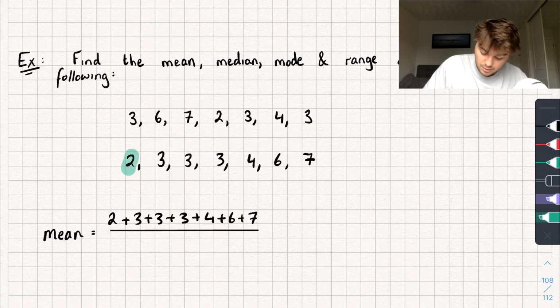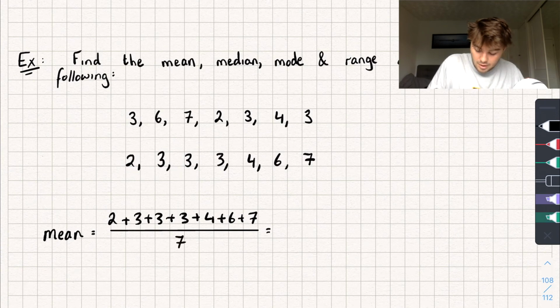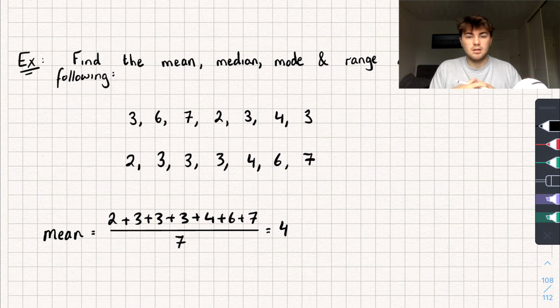So how many are there? There's 1, 2, 3, 4, 5, 6, 7. And so I'm going to divide this by 7. So let's see what we get when we work that out. We've got 2 plus 3 plus 3 plus 3 plus 4 plus 6 plus 7, divided by 7 gives me 4. And so the mean of the data is 4. So pretty easy to calculate.